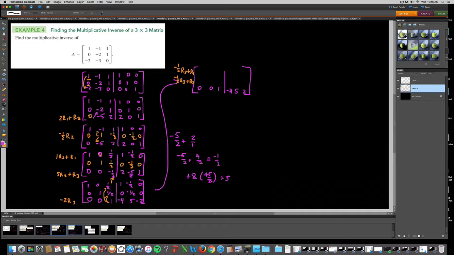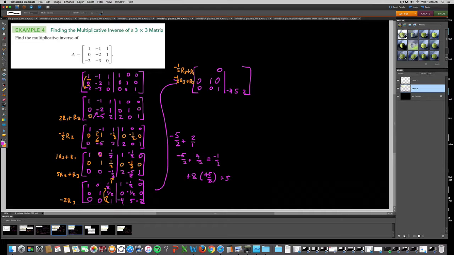get negative a half times 0 plus 0 is 0. Negative a half times 0 is 0 plus 1 is 1. Negative a half times 1 plus positive a half, that's going to give us that 0 there. As a matter of fact, we're going to get a 0 here as well. But let's go ahead and take a look at what else we have.